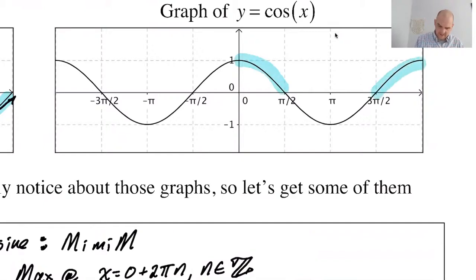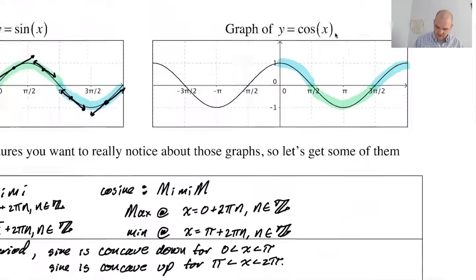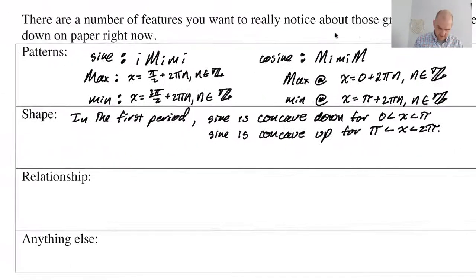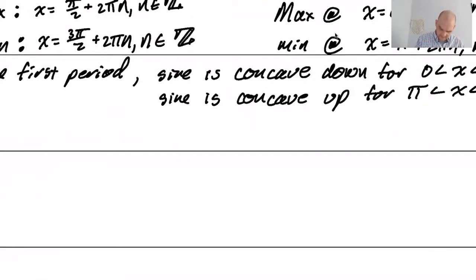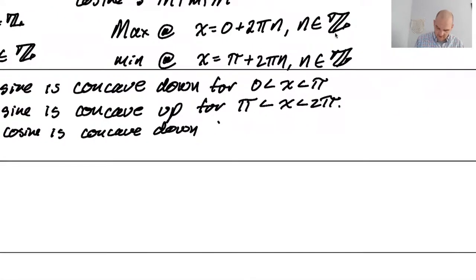So that's concave down, and then concave up from pi over 2 to 3 pi over 2. So let's try to write that down. Cosine is concave down. I'm starting with concave down because it starts concave down. But we can't do it in one continuous thing. So we'll say 0 to pi over 2, and then 3 pi over 2.